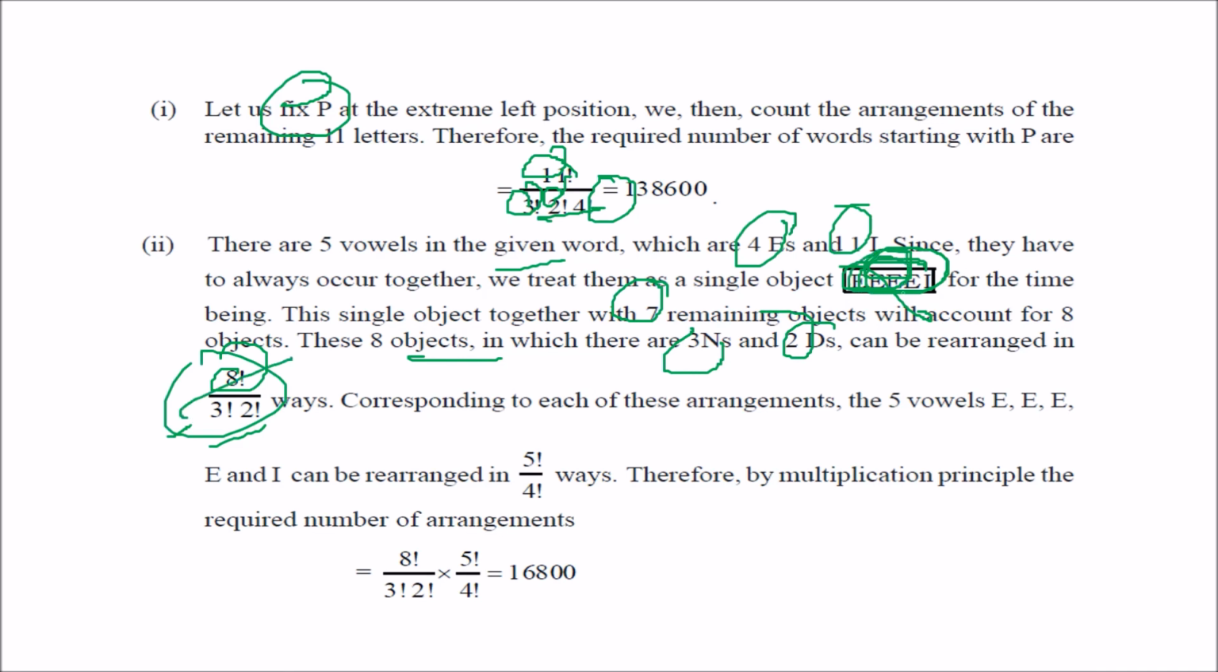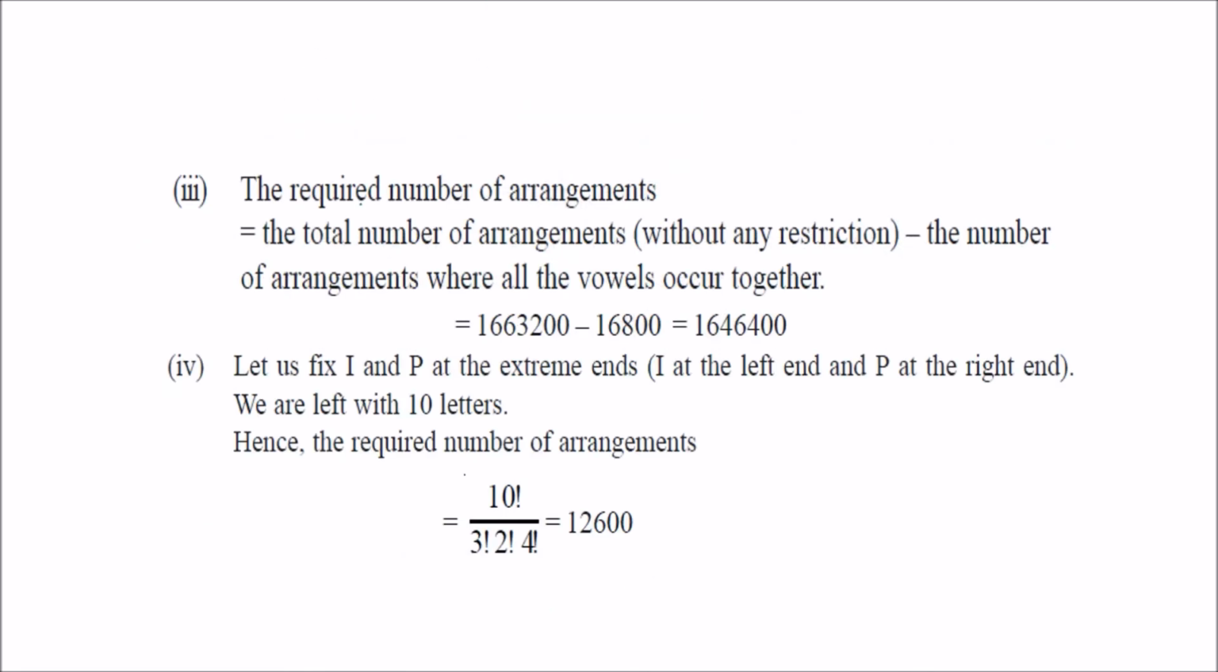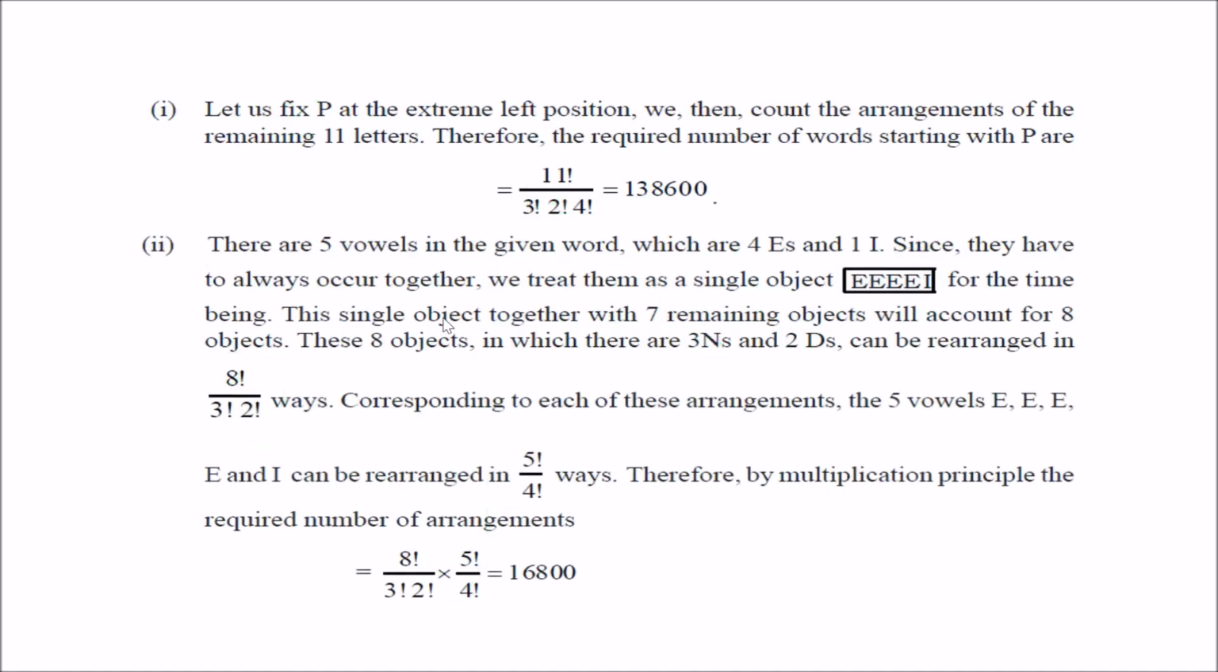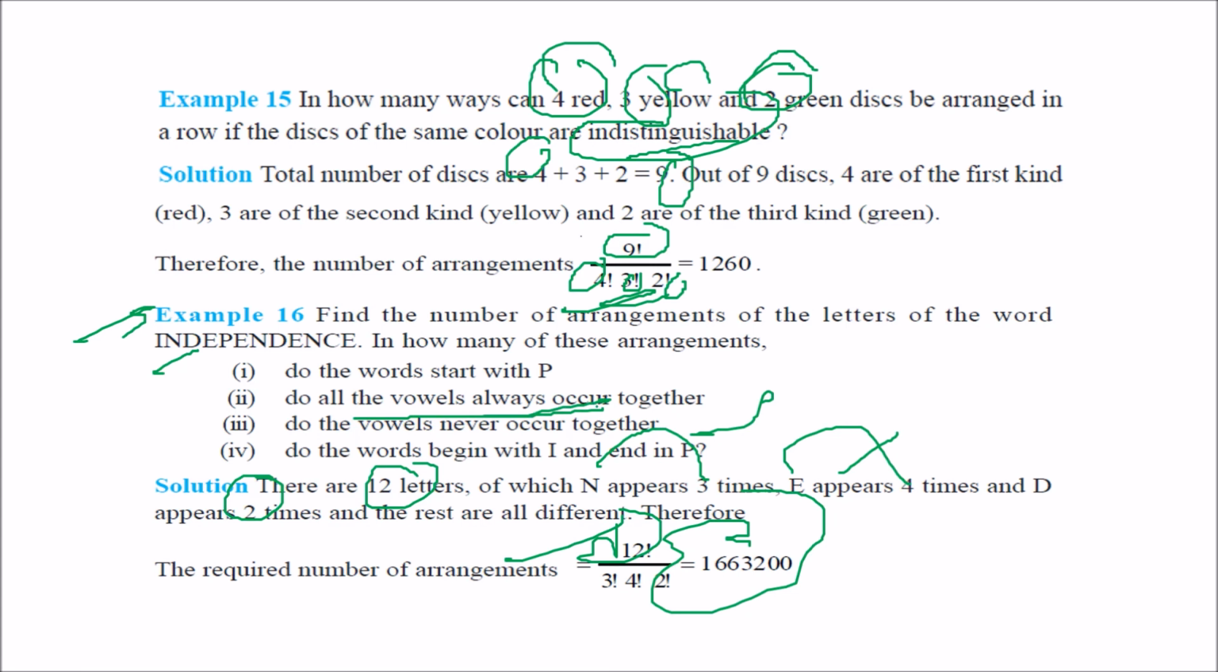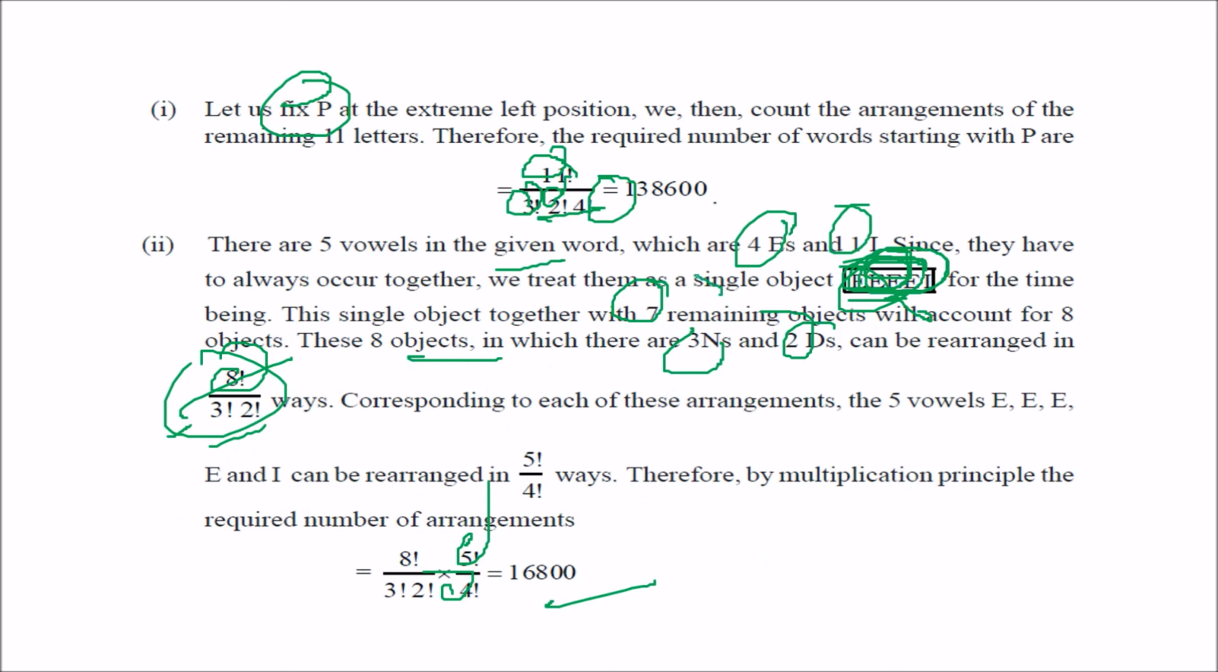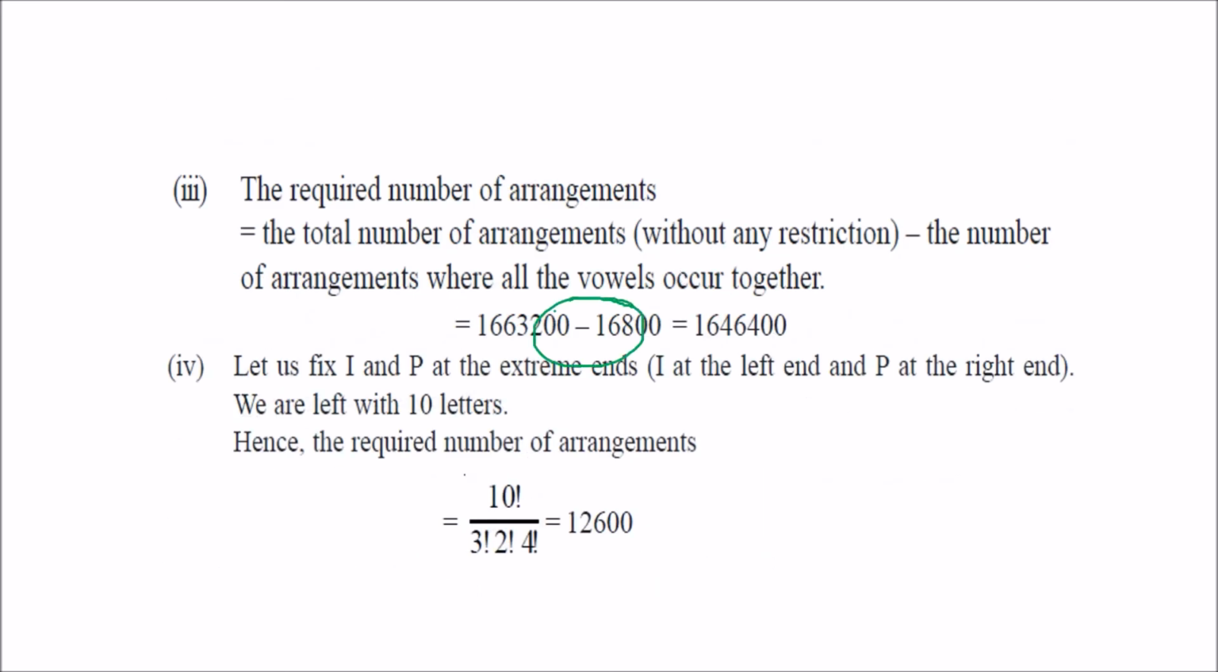But inside this there are 4 times E and I. So you have these 5 members, so factorial 5, but E can be arranged in factorial 4 ways. So this is 1680. How about the number of arrangements in the third question? Because the third is nothing but the vowels never occur together. We have already found the vowels occurring together. So this is the total number of arrangements, and these are the vowels occurring together. So this is subtracted from the main one.